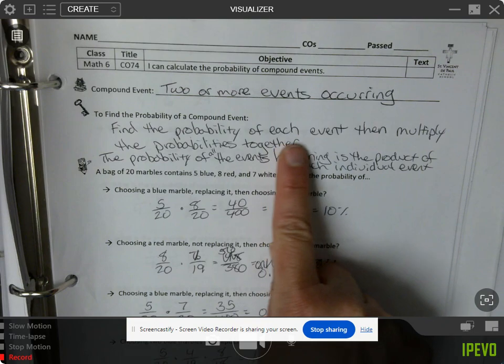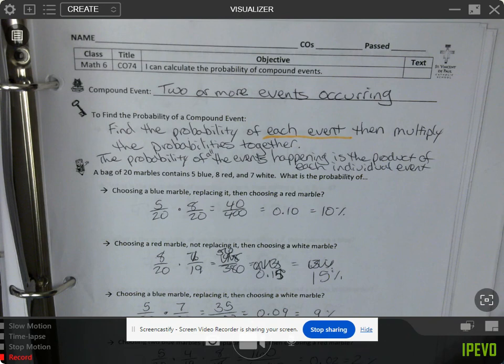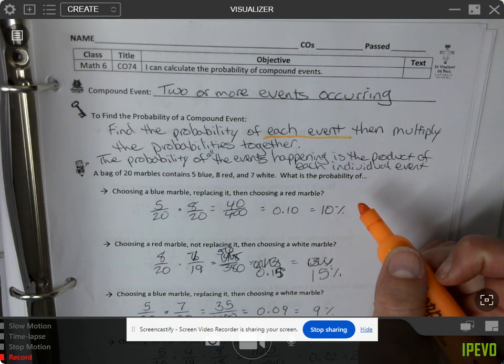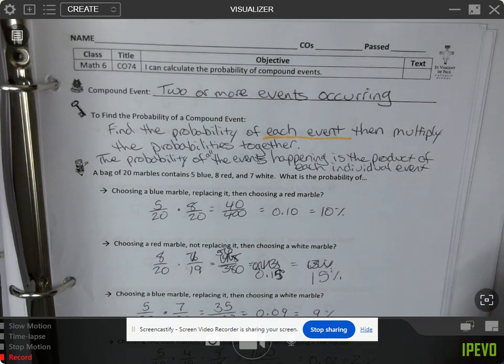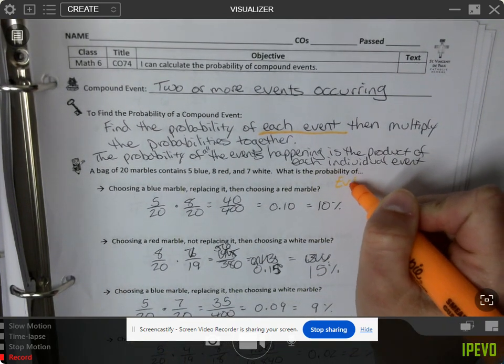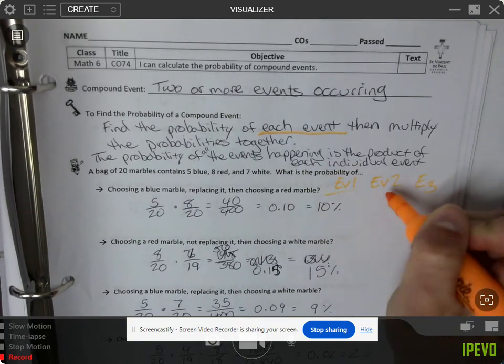So this is the big thing we need to remember. Find the probability of each event. So you have to figure out how many events are there. Event 1, event 2, event 3. So list your events, find that fraction probability for each event, and then multiply your tops together, multiply your bottoms together, and then you find your decimal and your percentage. So I would put on my help sheet, I would put event 1, event 2, event 3, just in case we have more.